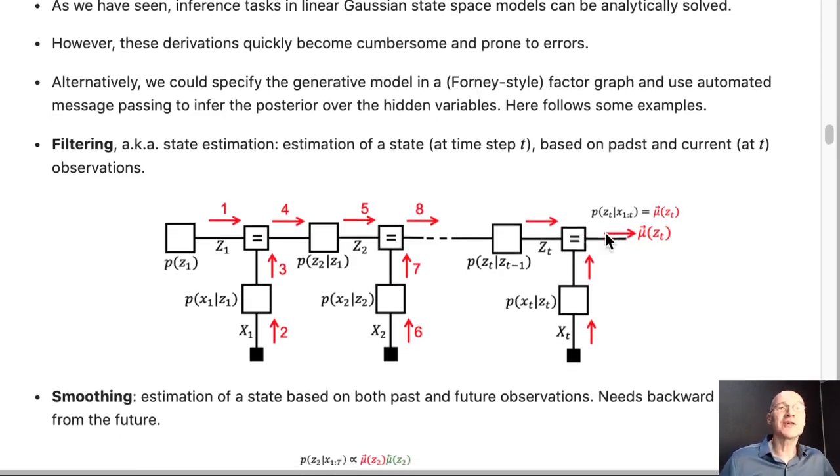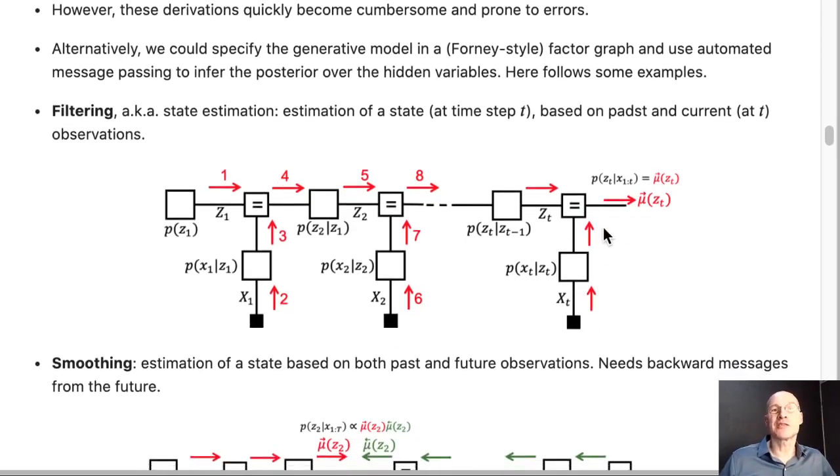Now, it gets interesting if you want to do recursive filtering. At time t, I'm not going to pass messages all the way from the beginning to the end, but at any point in time, I want to just get the estimation of the state of the previous time step, and combine that with the most recent information. It's basically a triviality in this factor graph concept, but if you want to work it out in equations, which we'll do below, it's very hard to do so.